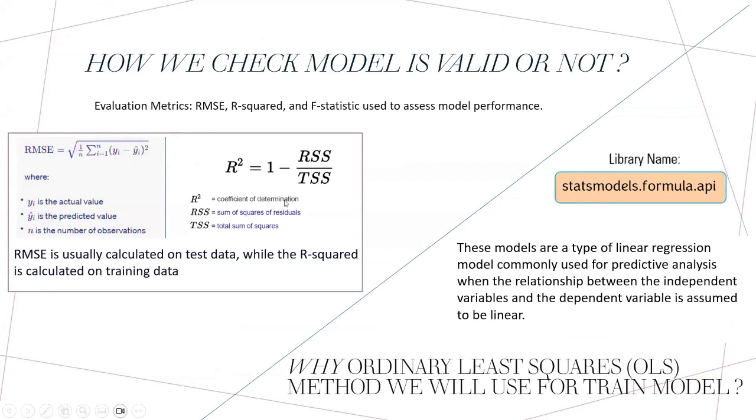value and R square. RMSE is particularly used for testing the data, and R square is used to check how our model will perform.